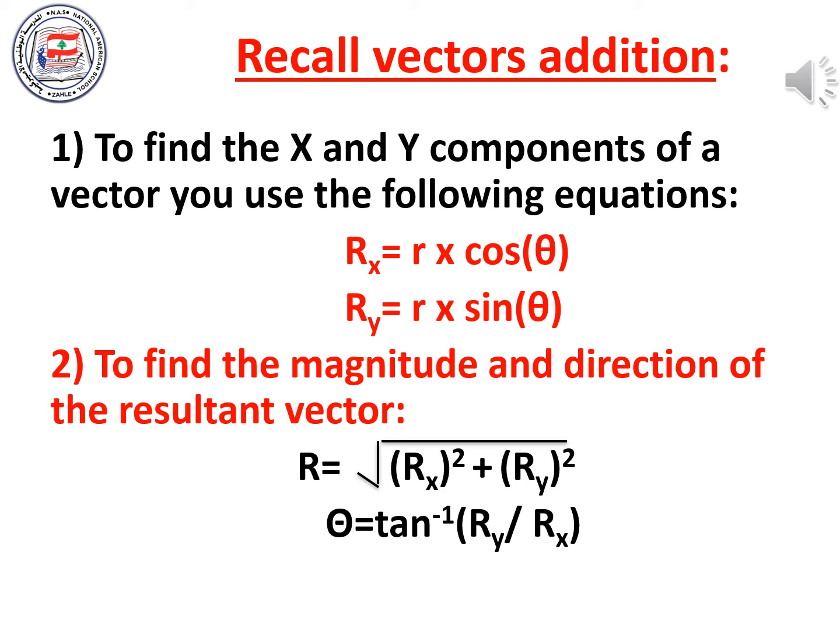So in order to find the x and y components, we need to know the magnitude of the vector, the length of the vector, which is called r, and we need to know the angle, the direction relative to the horizontal.